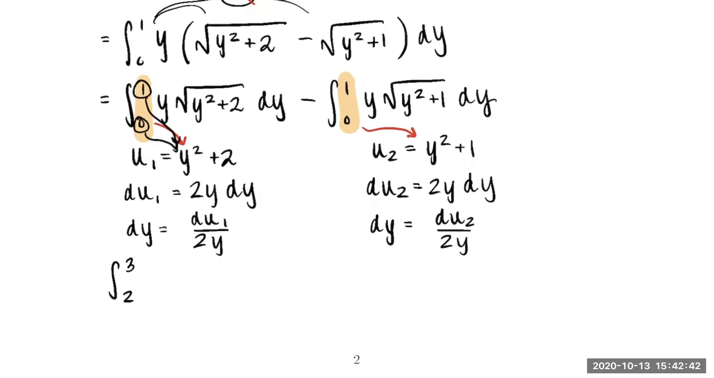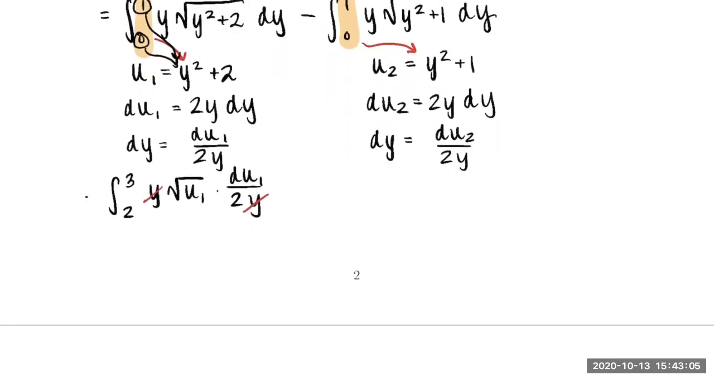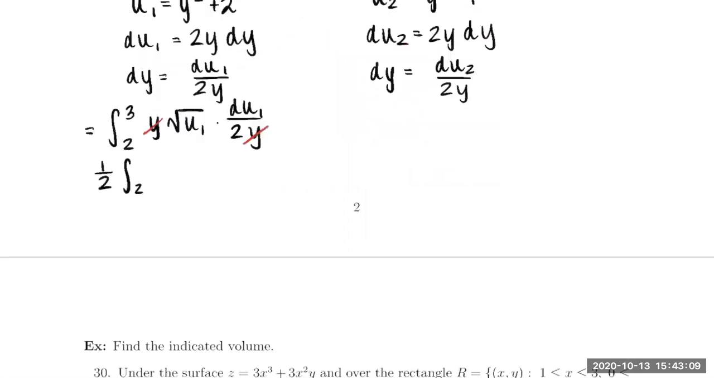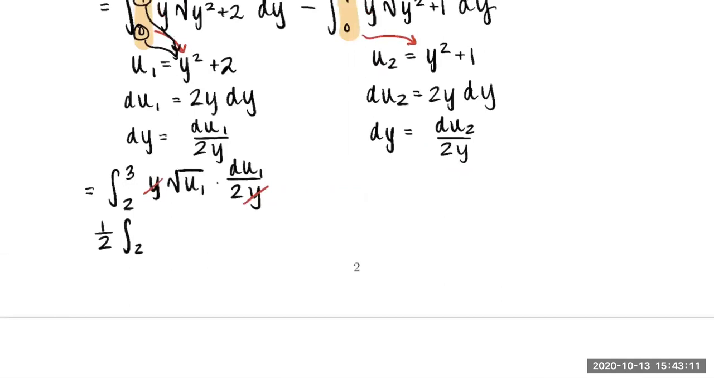All right, so now I'm not going to resubstitute in the end. I'm just going to evaluate in terms of u, and I have y times the square root of u1, and dy became du1 over 2y. So we see some cancellation here. And then you can also pull your 1/2 out in front and rewrite your radical as a 1/2 power.